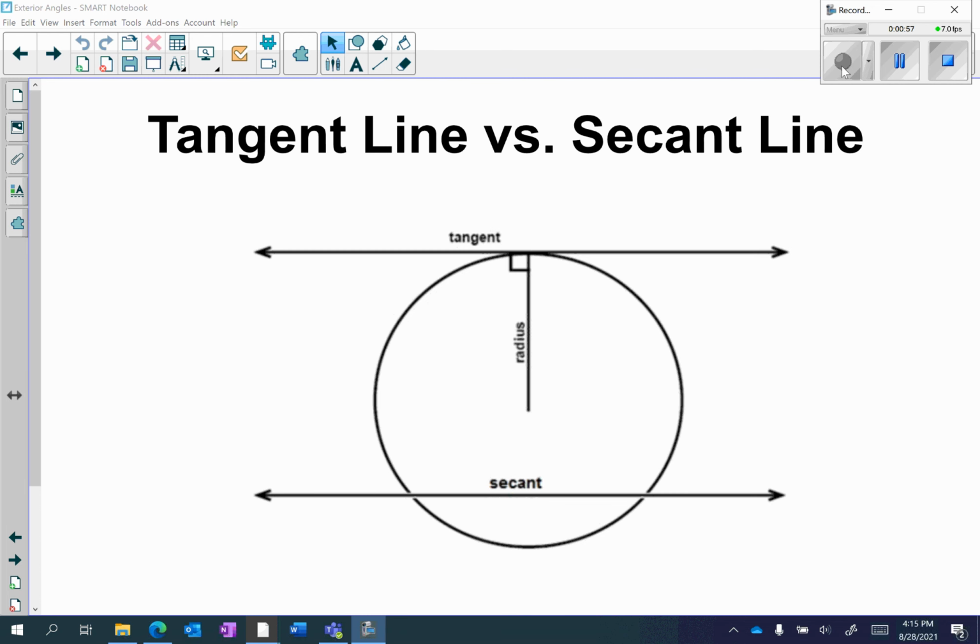Here's another great visual that represents the difference between a tangent line and a secant line. A tangent line touches the circle once, and a secant line goes through the circle at 2 distinct points.